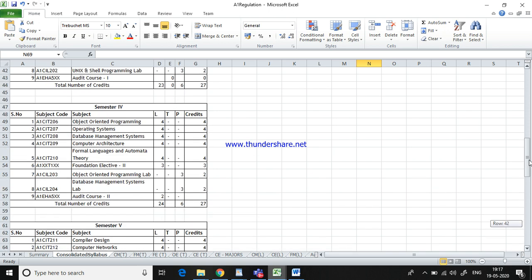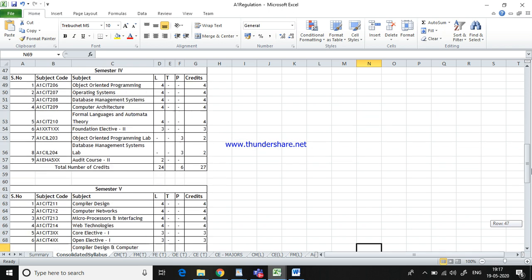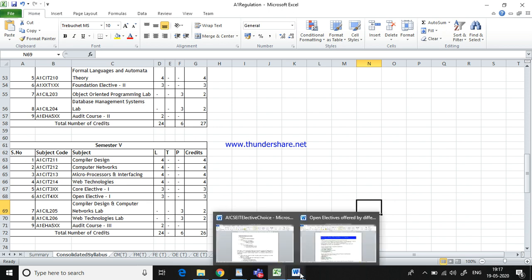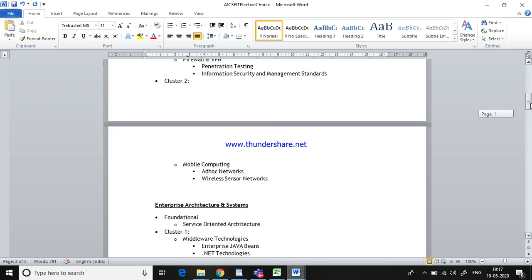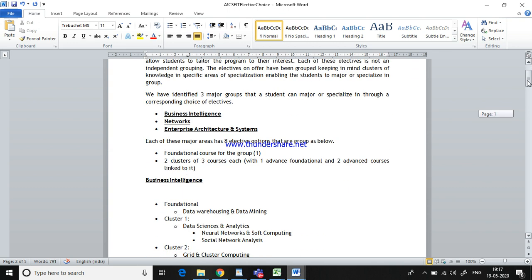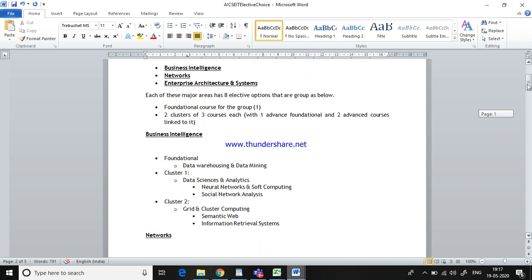So now let's look into what are all the available options for these core electives first. So first of all, you are required to refer to the choice manual. If you go through the choice manual for core electives, you will see that there are 3 groups: a business intelligence group, networks and enterprise architecture and systems groups.